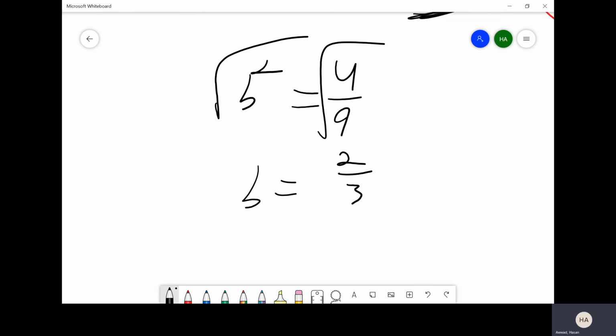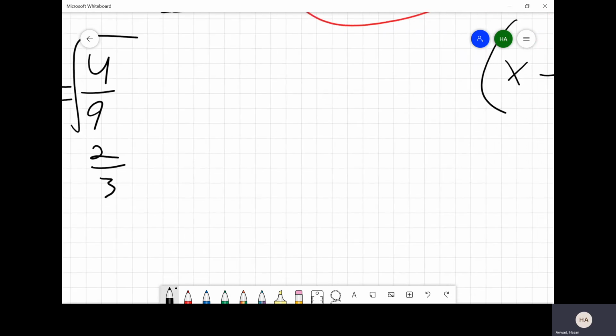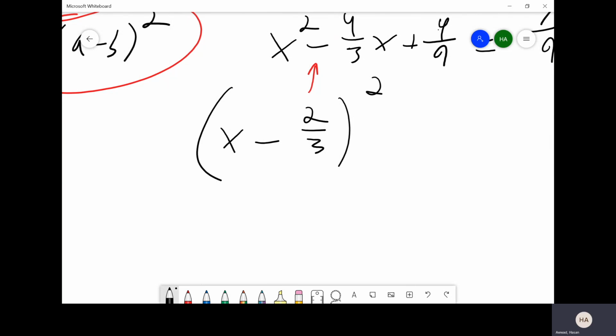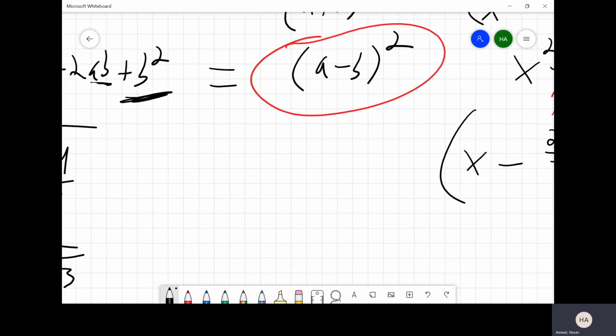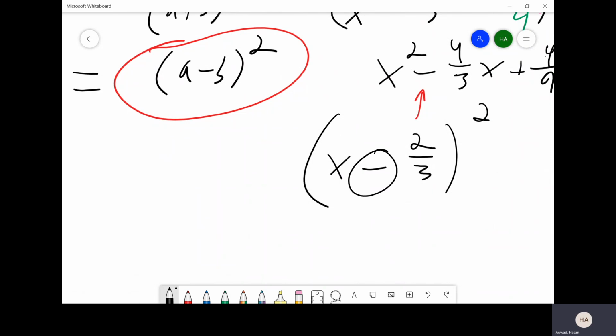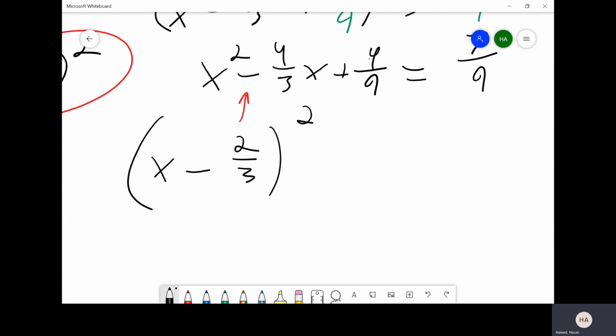Because when you take the square root of a fraction, you are just taking the square root of the numerator and the denominator. Square root of 4 is 2, square root of 9 is 3. Great, 2/3. So now we know x minus 2/3. And the reason that you don't have to put plus or minus here is because we're plugging b into our blueprint. We already know what the sign is going to be. The sign is supposed to be negative. So you don't have to worry about plus or minus here because we know that it's supposed to be x minus 2/3 squared. Okay, so we get x minus 2/3 squared.